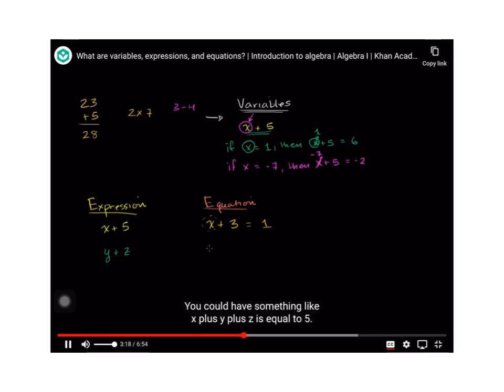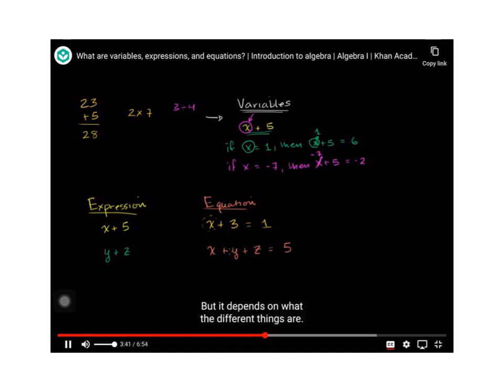You could have something like x plus y plus z is equal to 5. Now you have this expression is equal to this other expression. 5 is really just an expression right over here. And there are some constraints. If someone tells you what y and z is, then you're going to get an x. If someone tells you what x and y is, then that constrains what z is.